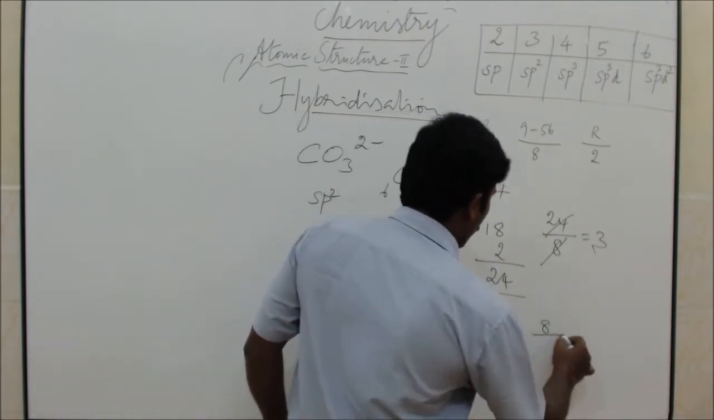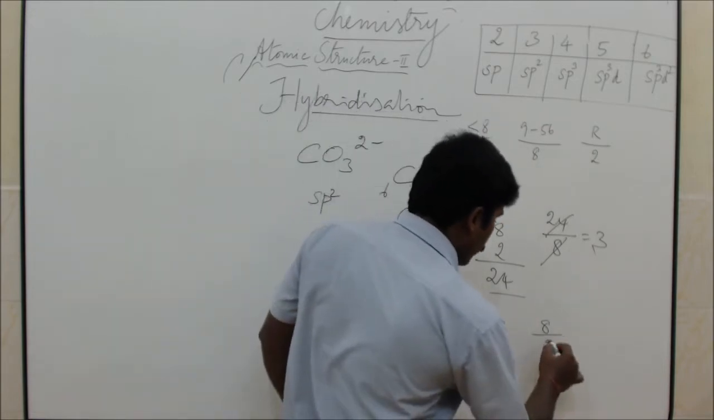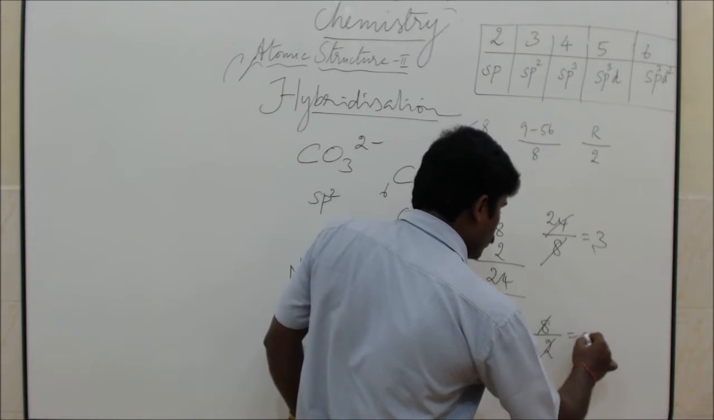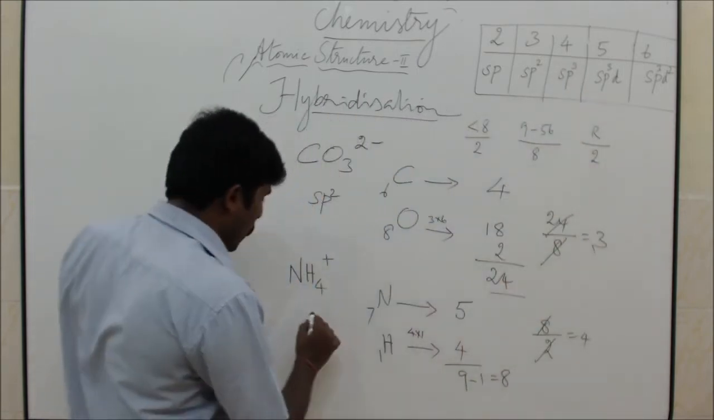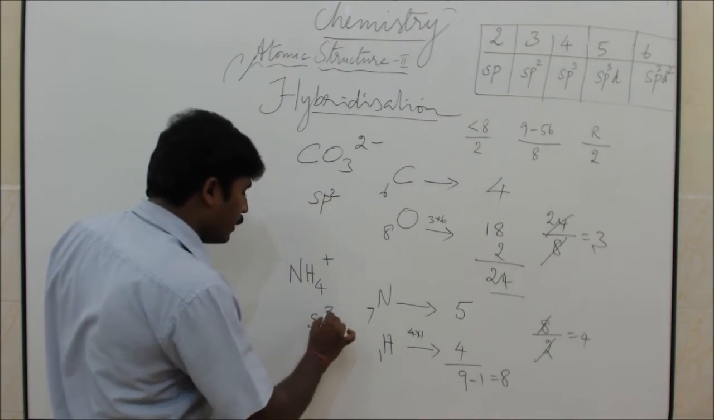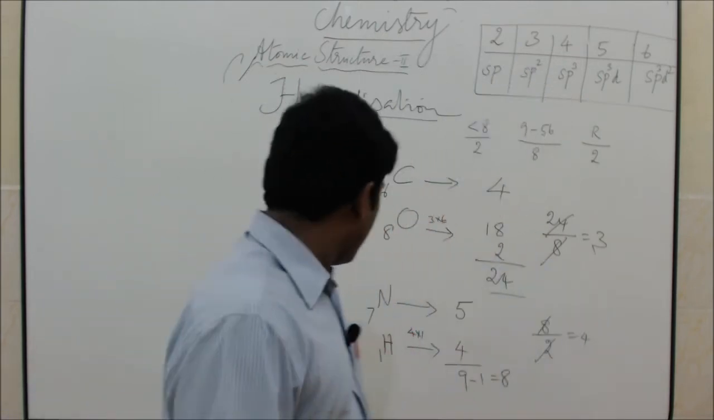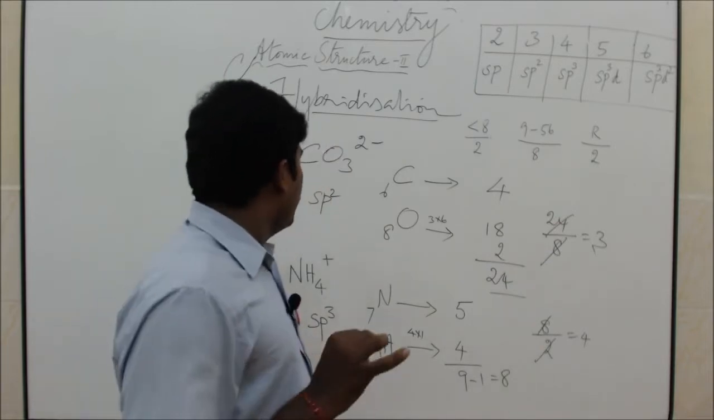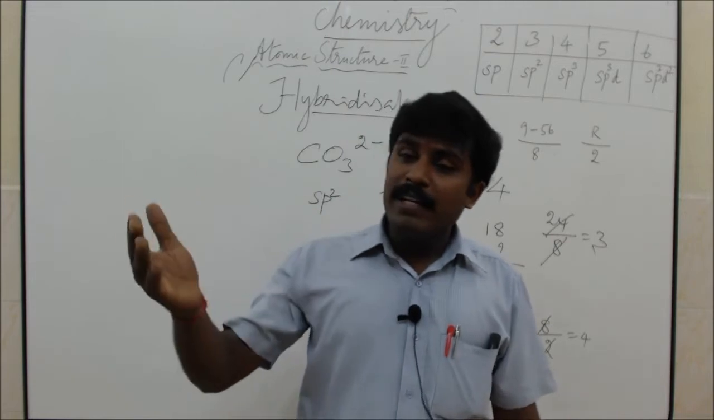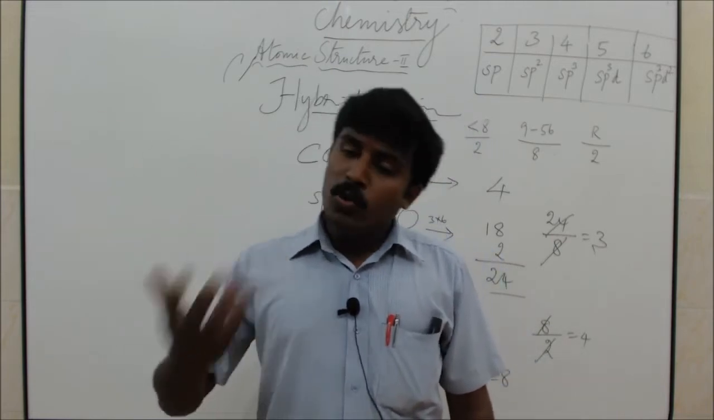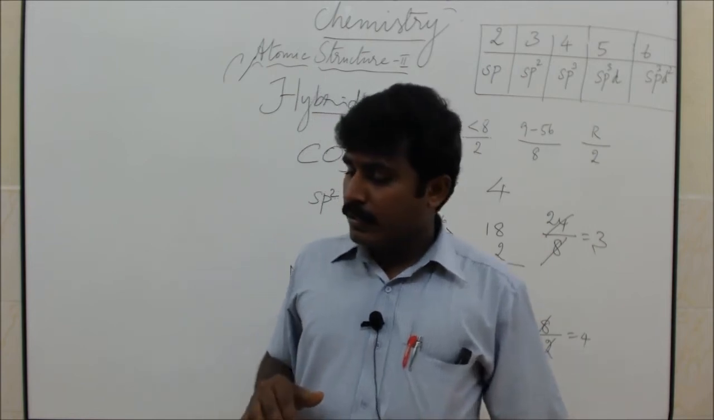As per our rule, 8 means coming where? Here. 8 by 2. 4 2s are 8. So quotient 4 means which hybridization? Yes, sp3 hybridization. So NH4 plus means sp3 hybridization. So a small thing: plus means you have to minus 1 electron, minus means you have to add 1 electron. 2 minus means you have to add 2 more electrons. Okay.